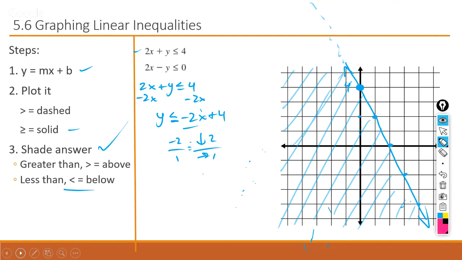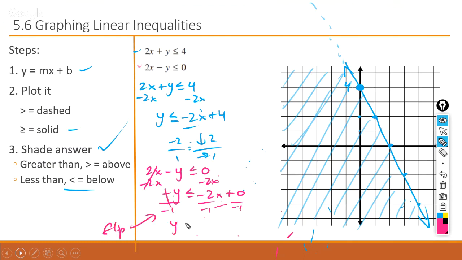All right. Now we just got to repeat it for the other one. So 2x minus y less than or equal to 0. I'm going to subtract 2x. -y less than or equal to -2x plus 0. And now we got to get rid of this negative. So we divide by a -1. And since we divided by a negative, we have to flip the sign. Remember that. So y is greater than or equal to 2x, and that's 0 still.